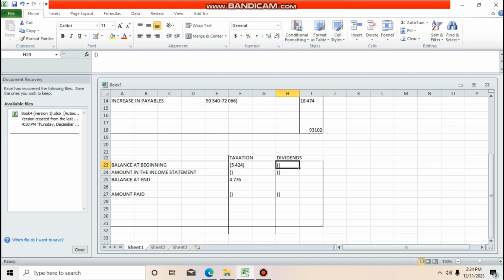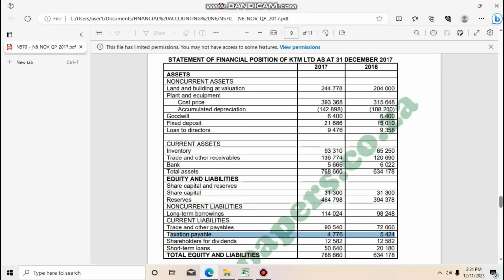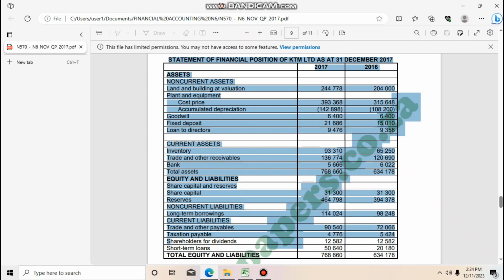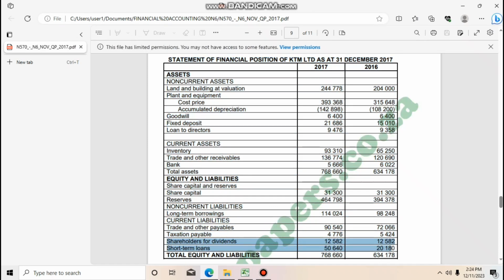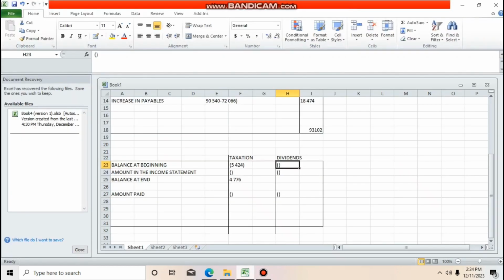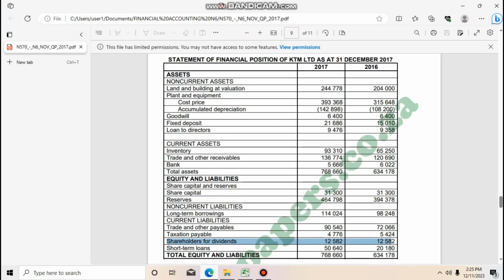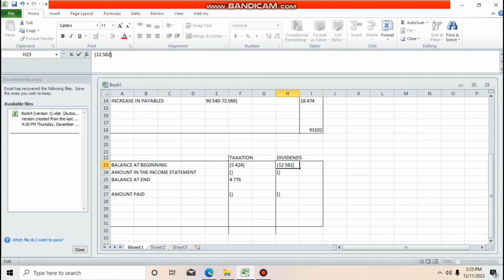So for dividends at the beginning, also going to check our non-current assets. Here we've been given the shareholders for dividends. We're going to get our balance at the beginning and the balance at the end. So the balance at the beginning is the previous amount of 12582. So simple, plus the balance at the end is still 12582.